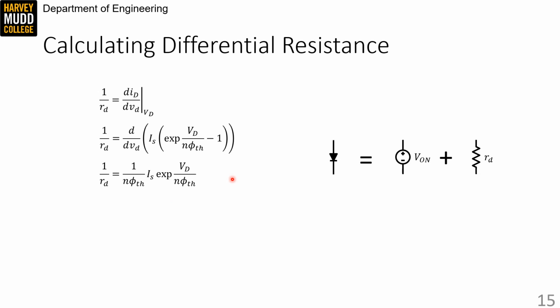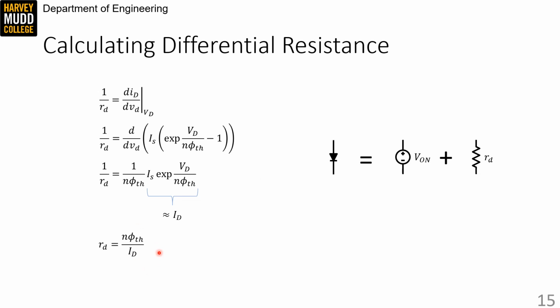However, we can notice that this term here is about the same as ID. The only thing we're missing, as our large signal ID, the only thing we're missing is the -1. You know, if VD is bigger than phi th, that -1 is kind of small. So we can approximate this as our large signal ID and rearrange our algebra slightly to find that our differential resistance is equal to n phi th over ID, which is a very handy way to calculate differential resistance.